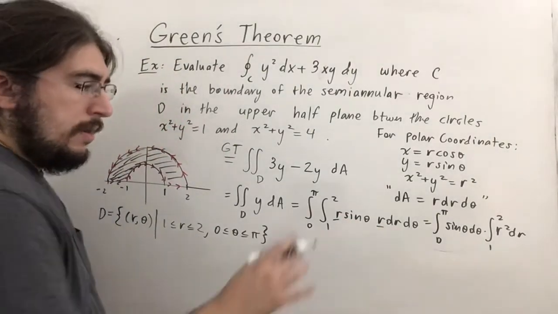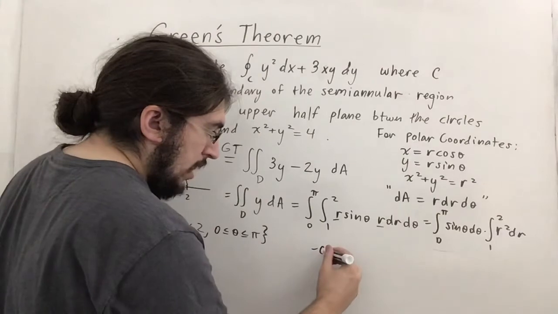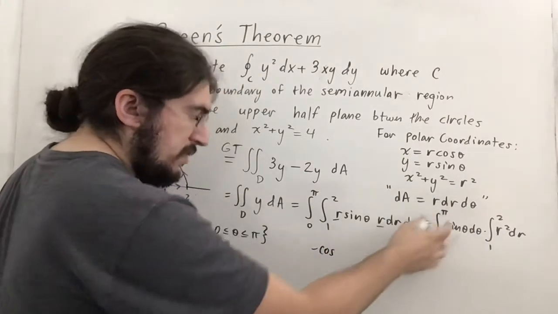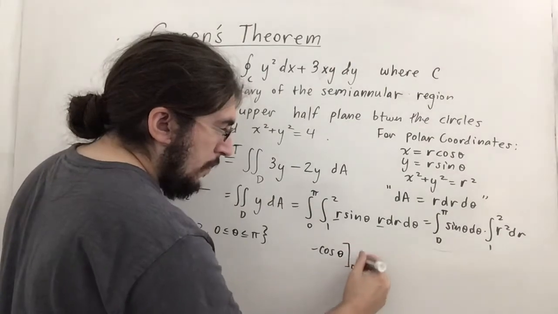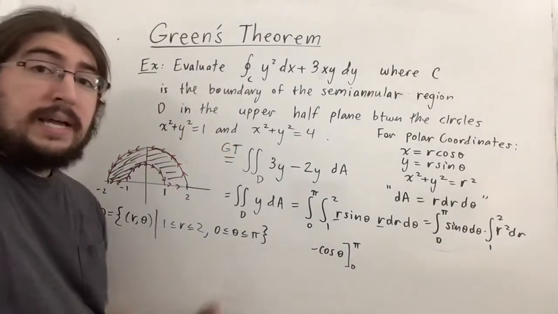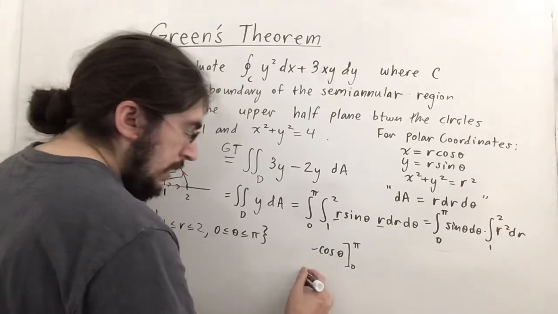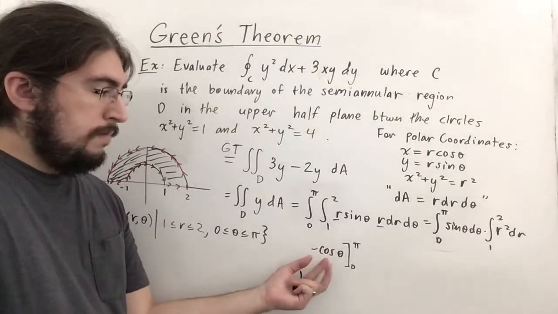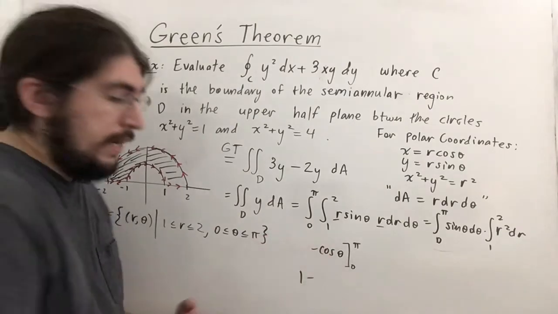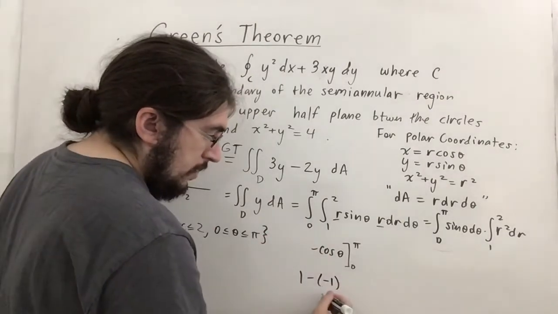Perfect. Now the antiderivative of sine is negative cosine, so that's kind of funny. Evaluate that between 0 and pi. Cosine of pi is -1, so negative cosine of pi is +1, minus cosine of 0 is 1, so that means negative cosine of 0 is -1. So we actually just get the number 2.